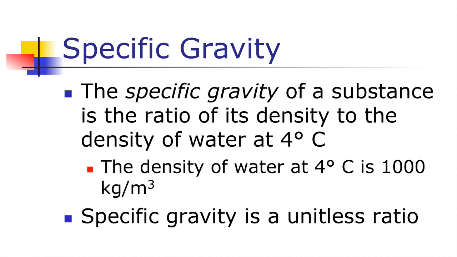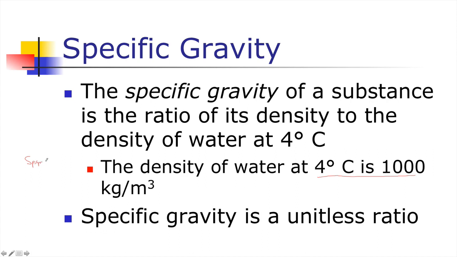Then the next item is specific gravity. Specific gravity means the comparison between the density of any object relative to the density of water. The density of water, as I mentioned earlier, at 4 degrees Celsius, is 1000 kilograms per meter cubed. So specific gravity is just a relative.